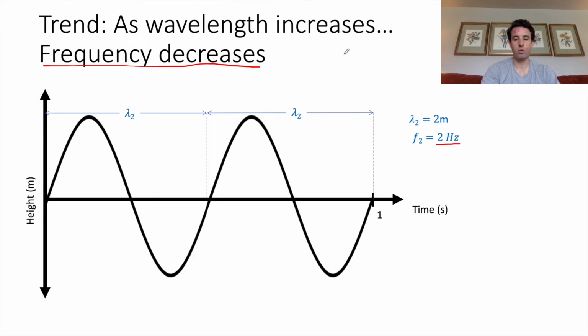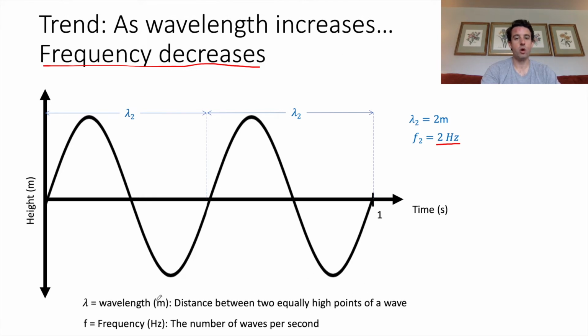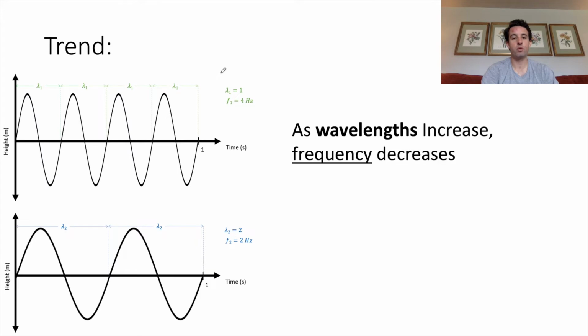There's the definitions for wavelength and frequency there. So the trend here is as wavelength increases, frequency decreases. We can also flip that around. That's if we're going from top to bottom here. As our wavelength is increasing, our frequency is slowing down. It goes from 4 hertz to 2 hertz as our wavelength goes from 1 to 2.